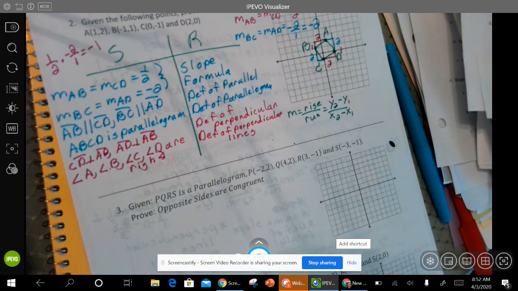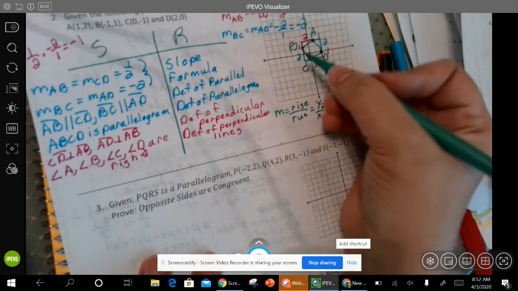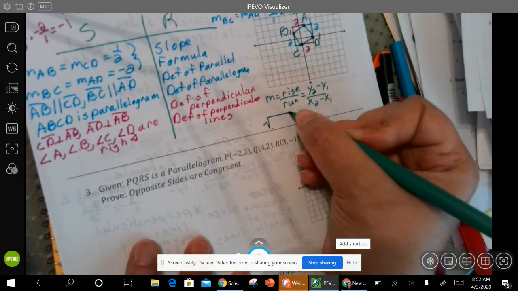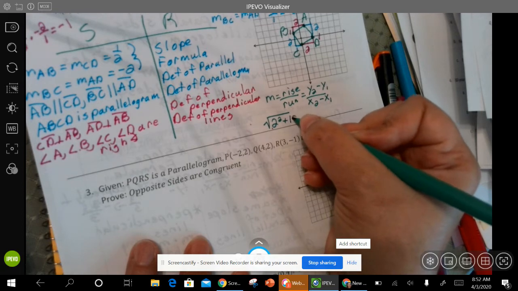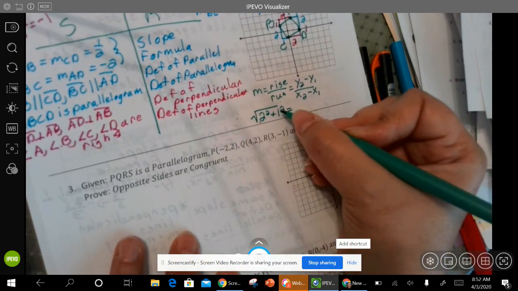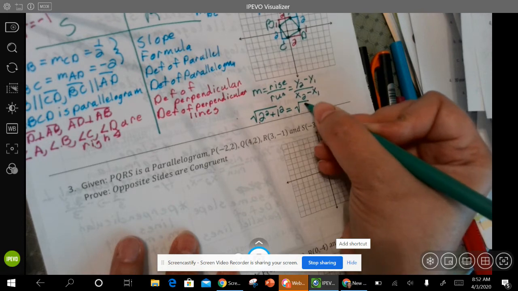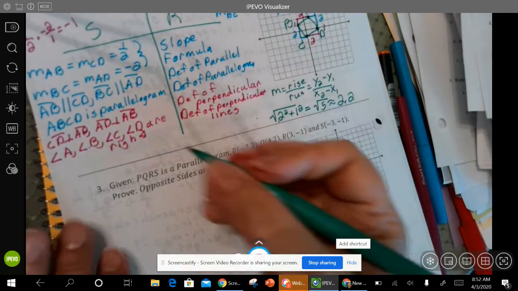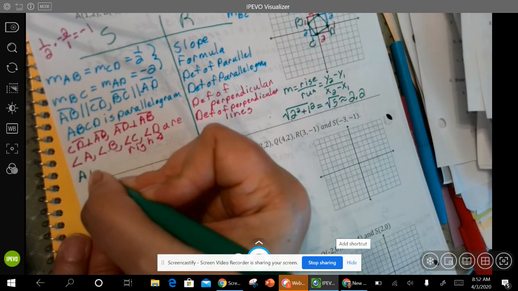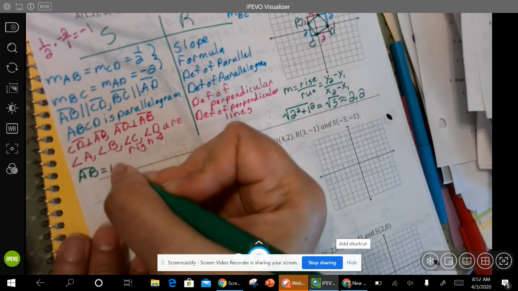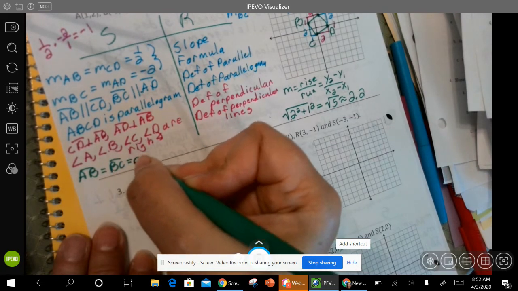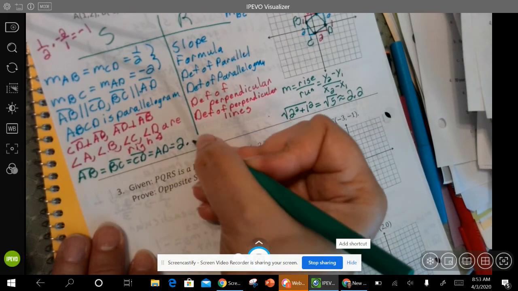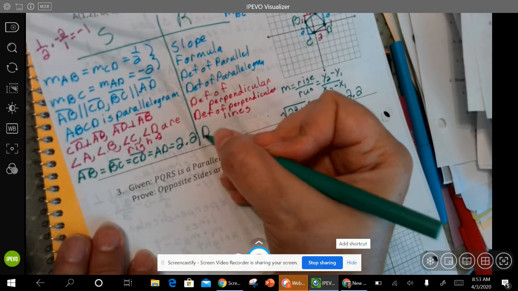Okay, since we have that, remember these are all 2 by 1. So I'm going to use that in our Pythagorean theorem. I'm going to take the square root of 2 squared plus 1 squared. That's going to be 4 plus 1, so that's 5. So the square root of 5 is approximately 2.2. So we're using our distance formula. So AB is equal to BC is equal to CD is equal to AD. So that's 2.2. That's our distance formula.